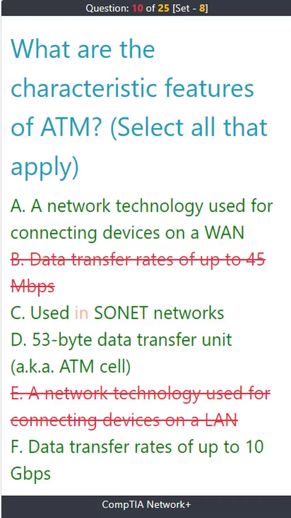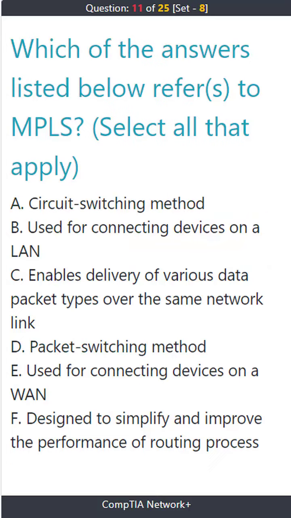The correct answers are A. A network technology used for connecting devices on a WAN. C. Used in SONET networks. D. 53-byte data transfer unit, aka ATM cell. F. Data transfer rates of up to 10 Gbps.